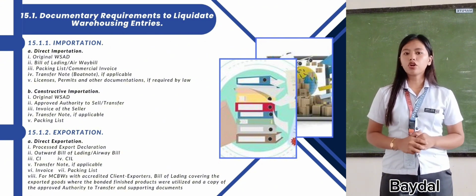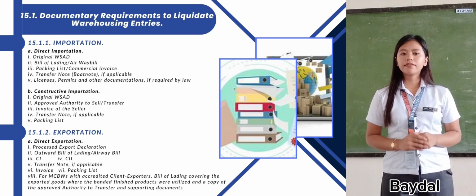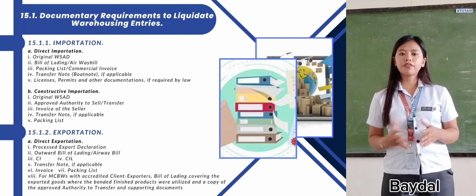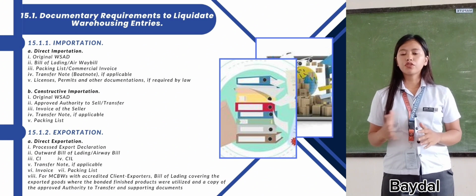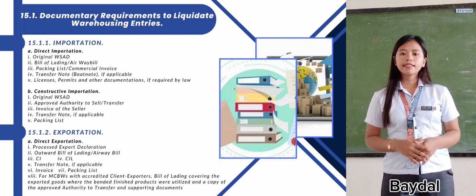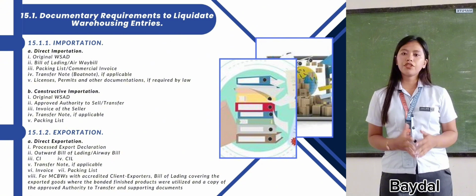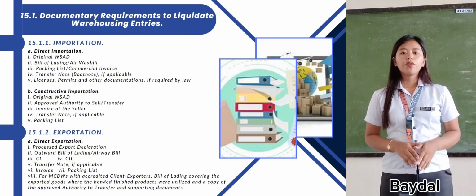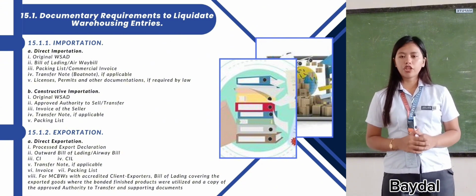Third is the packing list or commercial invoice that describes the items in the shipment and their value. Fourth is the transfer note or boat note. And lastly, the licenses, permits, and other documentation. We have B, the constructive importations.